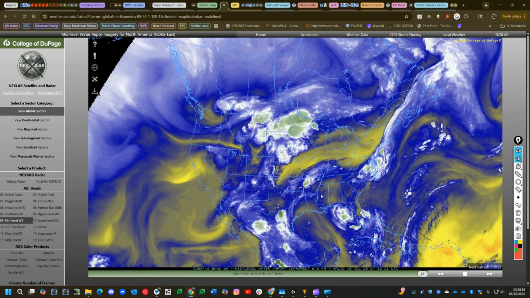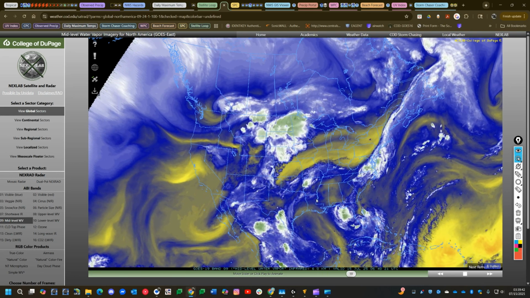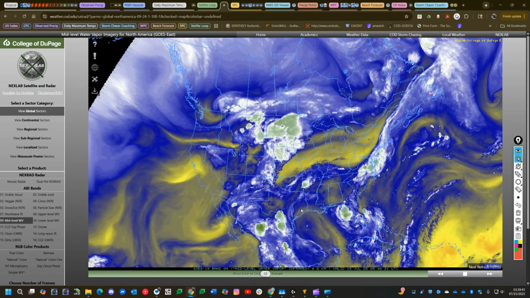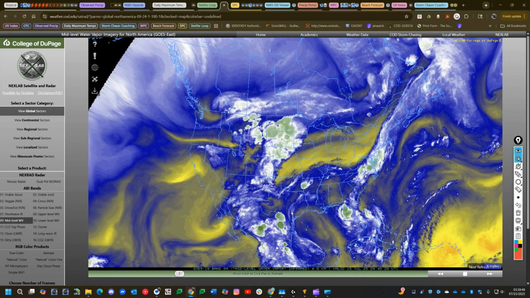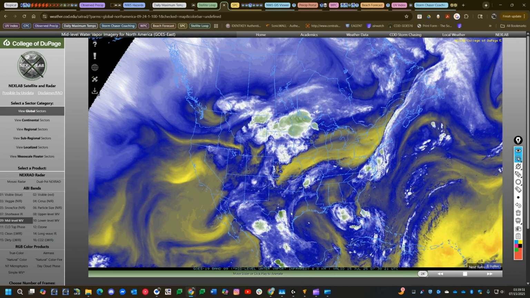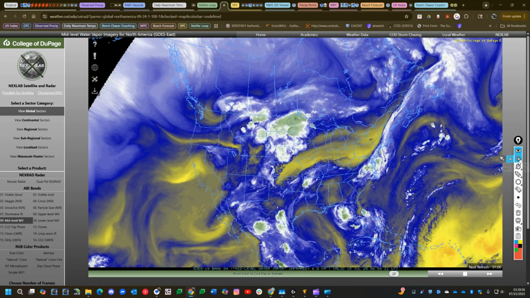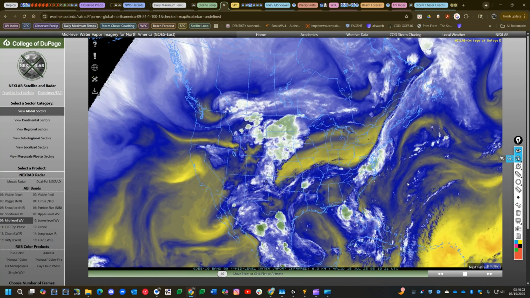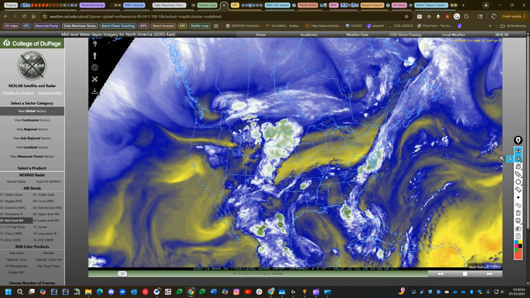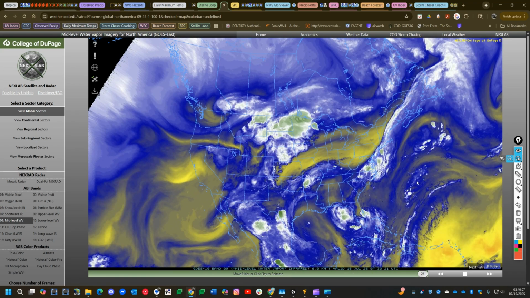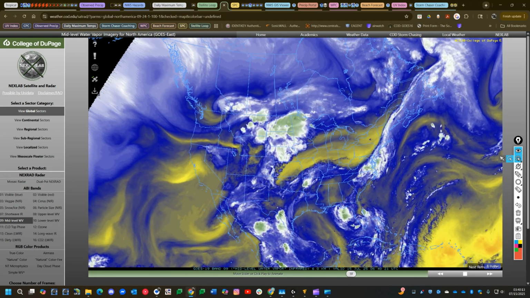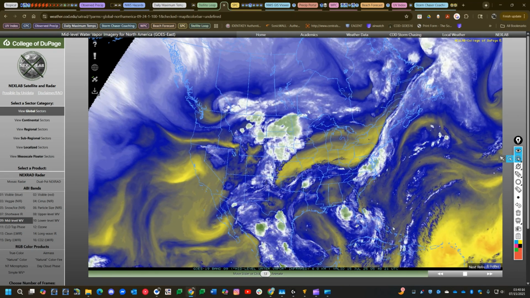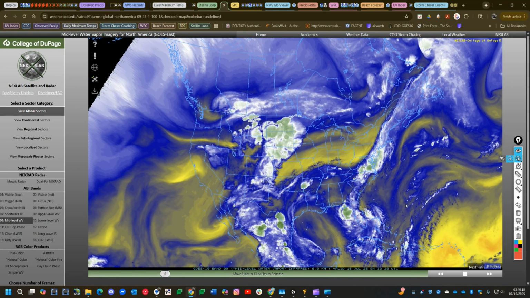This is the upper level water vapor loop. It gives a good indication of, like I talk about every day, the upper level flow in the atmosphere. We have a kind of complex setup in the Southeast today. You have what looks to be a tropospheric cut-off low off the southeast coast, which is not uncommon at this time of year. It's a pretty common feature.